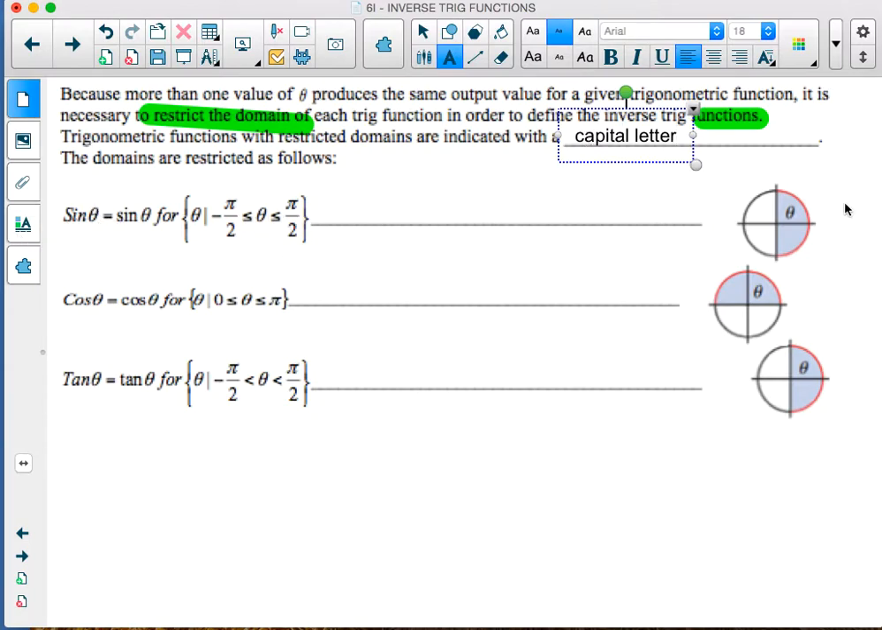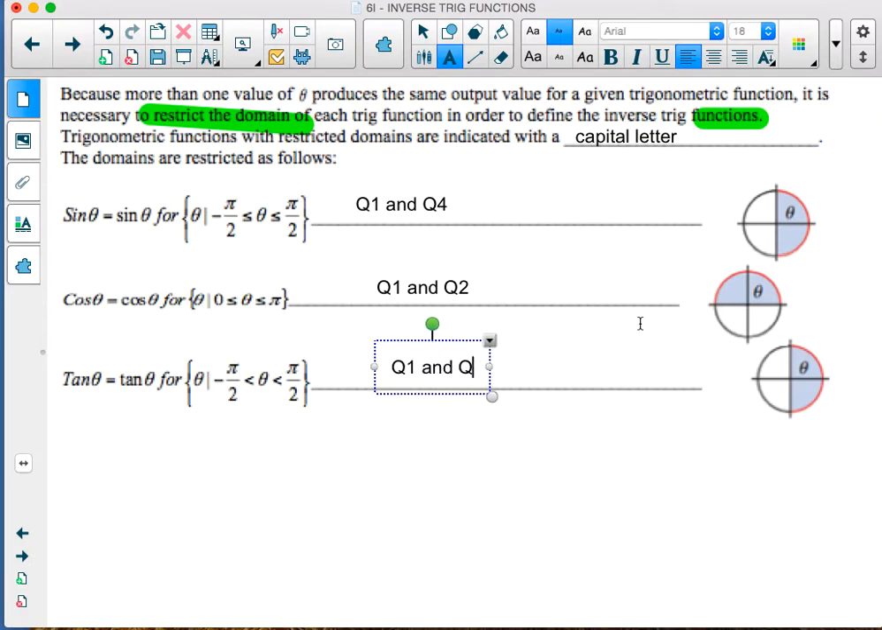So sine, like we just said, the capital Sine, the restricted sine function, is just like the sine function, except it's going to include only values between negative pi over 2 and pi over 2. So basically, that will be quadrant 1 and quadrant 4. The cosine function with a capital C, the restricted cosine function, is going to include only values in quadrant 1 and quadrant 2. And the Tan function is only going to include values in quadrant 1 and quadrant 4.